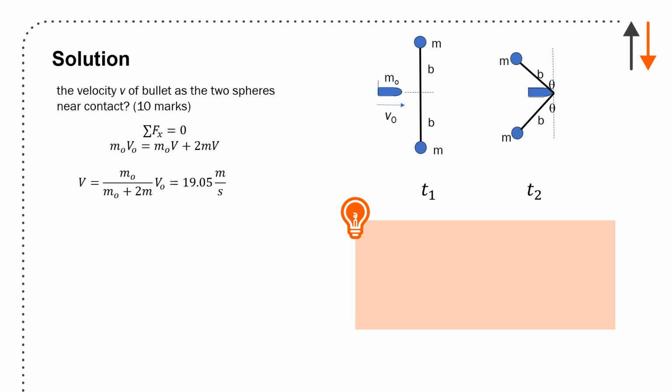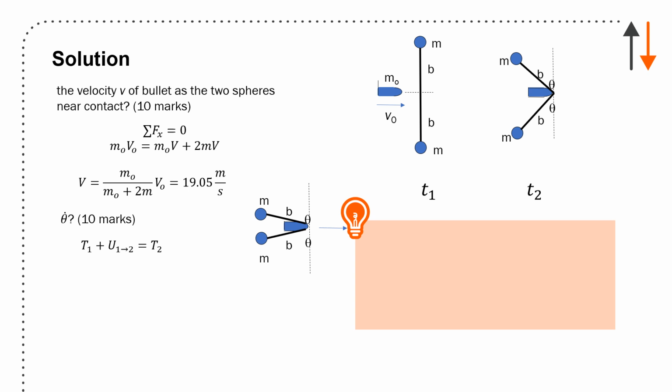I can calculate v, and that's just momentum balance. m0 v0 equals m0 v plus twice mv, and v is the only unknown, and I get 19.05 meters per second. You're then asked for theta dot, omega, and here it's going to be a force velocity distance.